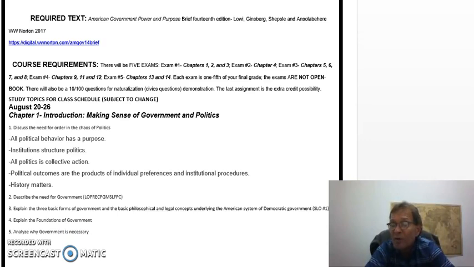Here are the course requirements. The main basis of your grade are these 5 exams. The beginning of the course is difficult. After the first 4 chapters, we slow way down.